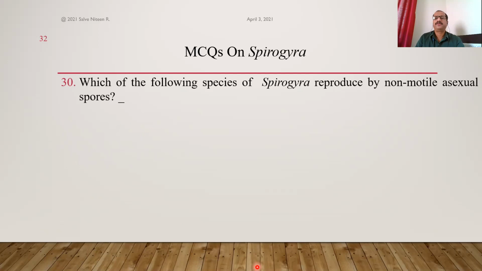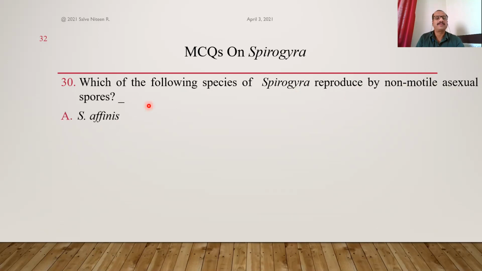Okay, next one. Which of the following species of Spirogyra reproduces by non-motile asexual spores? Just now I told you non-motile asexual spores are called aplanospores. Motile asexual spores are called zoospores. Usually in Spirogyra, asexual reproduction is absent. It is exceptionally shown by some of the species.